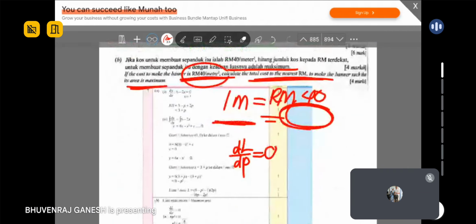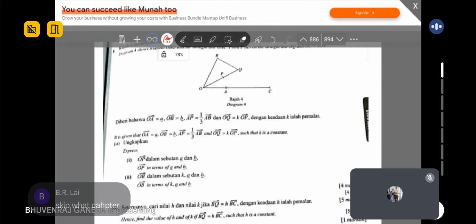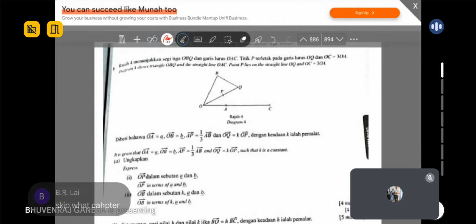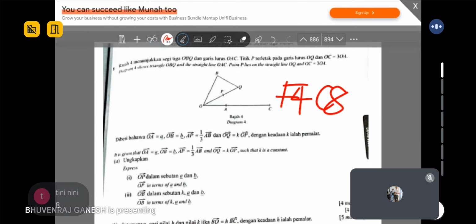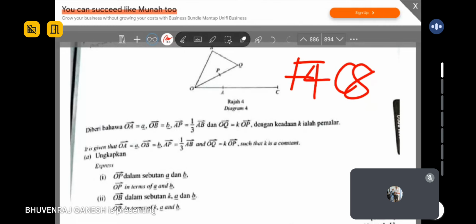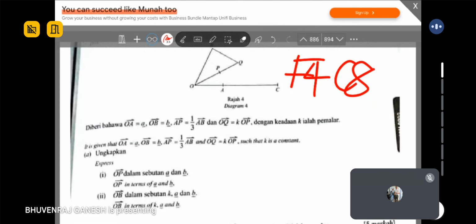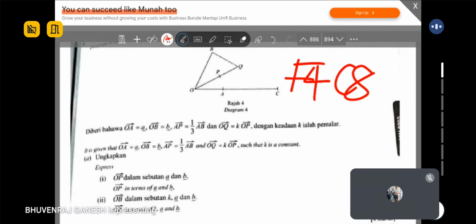Okay, so question 8. Okay, what chapter guys? Your favorite lah, vector. Not hard. Tak sangat susah. Form 4, chapter 8. Okay, so this one is Form 4, chapter 8. Okay, so they ask you to express OP, guys. Kamu kena ungkapkan OP. Okay, so how? Kamu kena cari kombinasi lah.